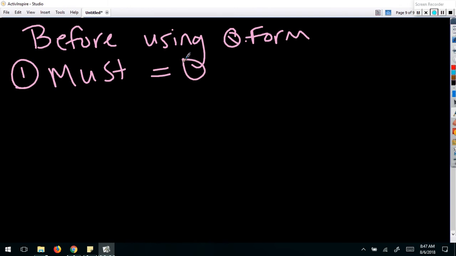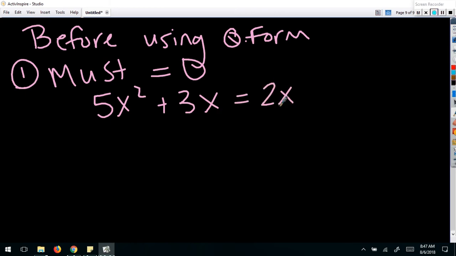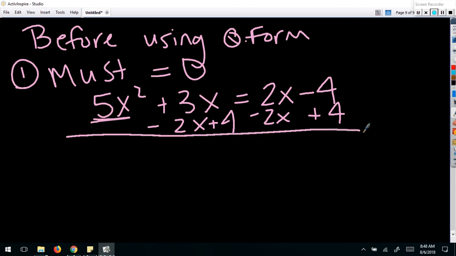So if I have 5x squared plus 3x equals 2x minus 4, what I have to do is get everything on the same side, because this only works when it equals 0. Just out of habit, I'm going to leave my leading coefficient, my squared term, positive. So I'm going to move the 2x, remember it's an equation, so we've got to do it to both sides. And I'm going to move the 4, and I'm just going to go ahead and do them all at one time.